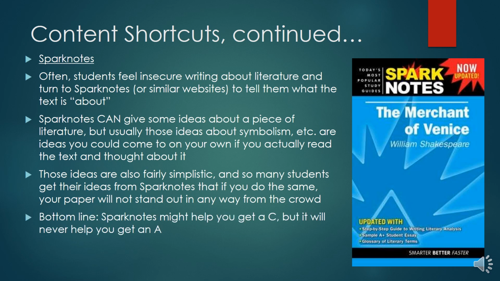So the bottom line with all of this is that, yeah, Sparknotes might help you to get a C on a paper, but it will never help you get an A. To get an A on a paper about literature, you need to do work that's distinctive enough that you actually stand out. You need to have ideas that are original, or at the very least are expressed in a way that's original. And if you're just parroting what you read off of Sparknotes about the themes and symbolism of your literary text, that's not ever going to be a high quality A paper. So just keep that in mind about Sparknotes.